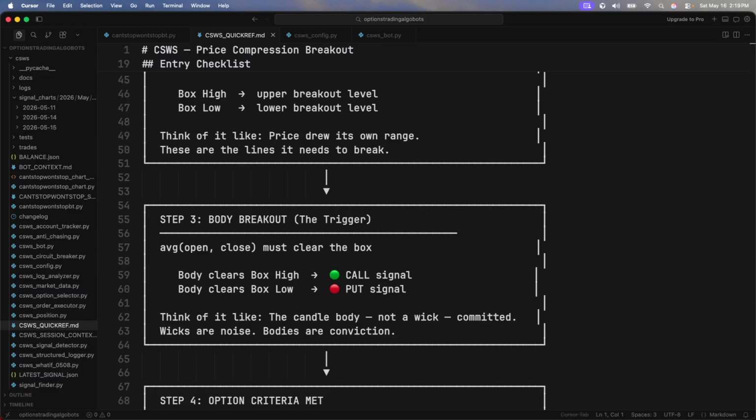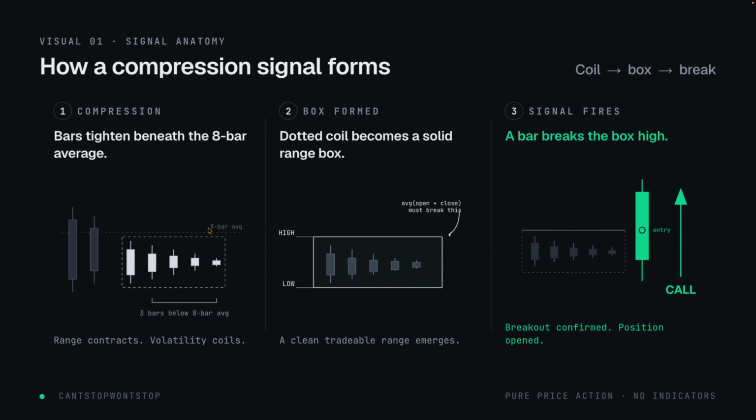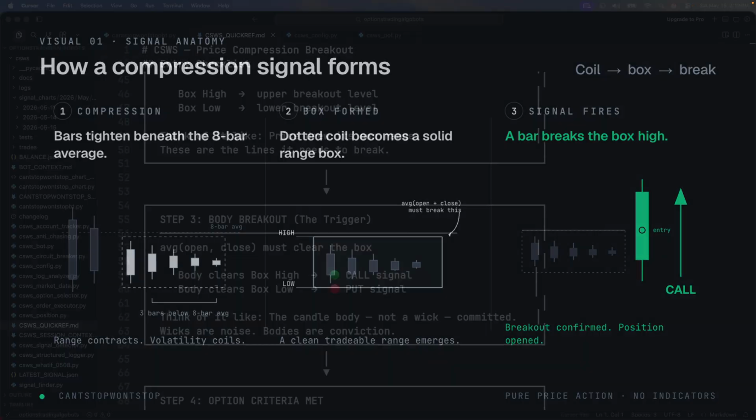So remember we talked about it before, right? As soon as we have the compression, then we have the box that's formed. As soon as we have a breakout in either direction, that's what we're going to be trading, right?